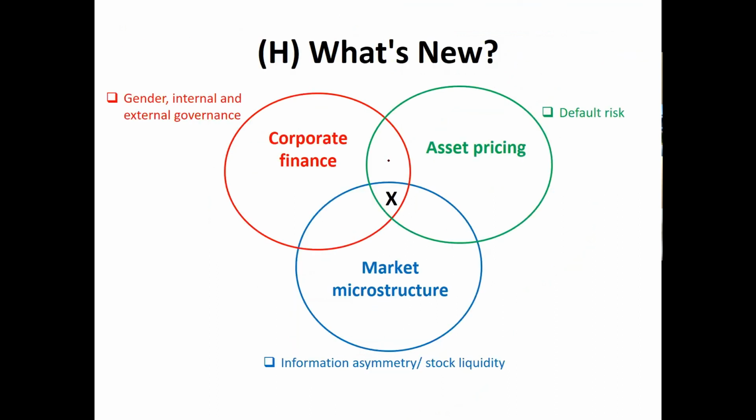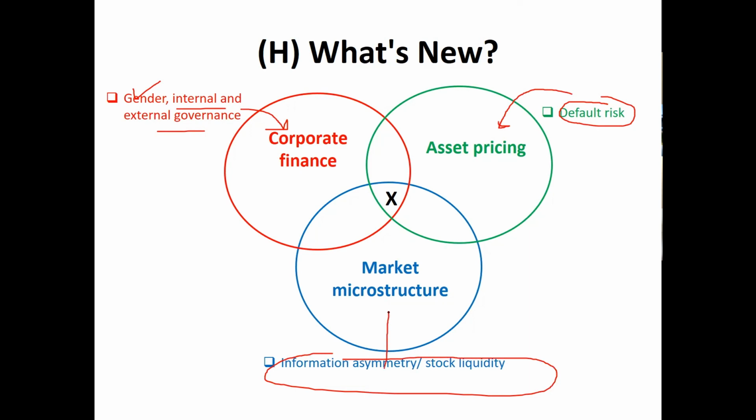And then, what's new in terms of the broader literature. Boardroom gender diversity and internal and external governance mechanisms come from corporate finance. Default risk comes from asset pricing, and stock liquidity comes from market microstructure. So in this project, by linking boardroom gender diversity with default risk, I was able to link three distinct literature streams together: corporate finance, asset pricing, and market microstructure. So think about your project in the broader literature sense, and how you're connecting different parts of the broader literature together.